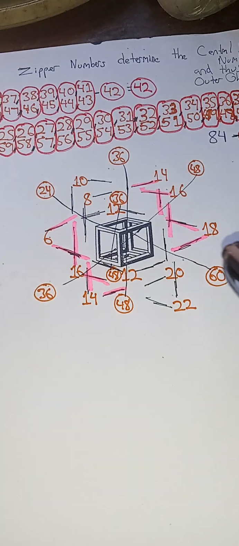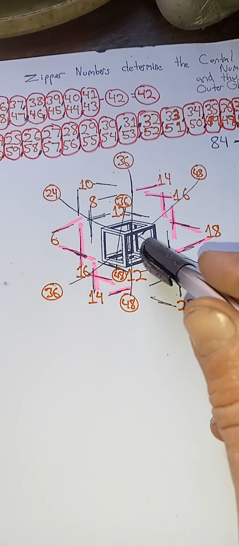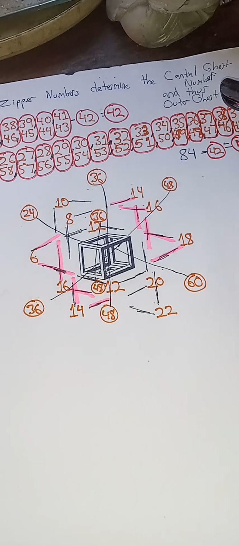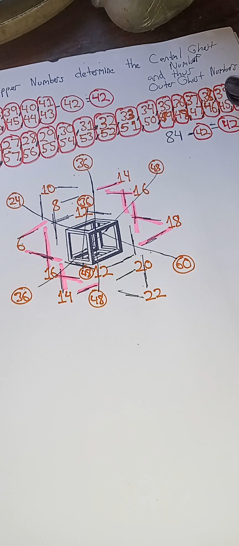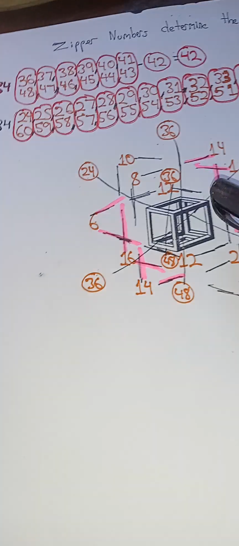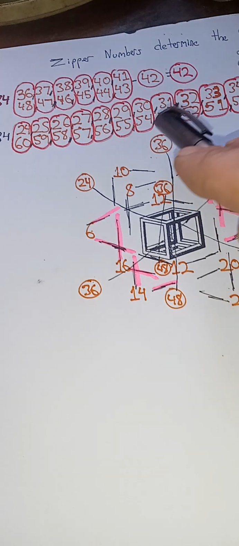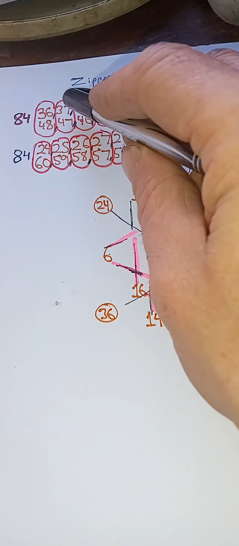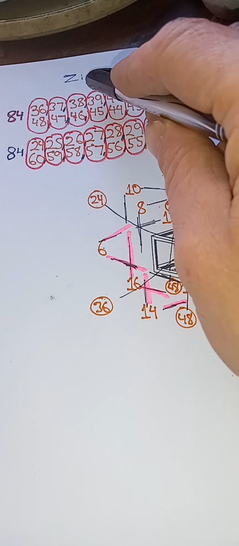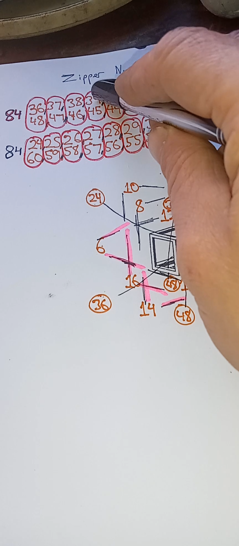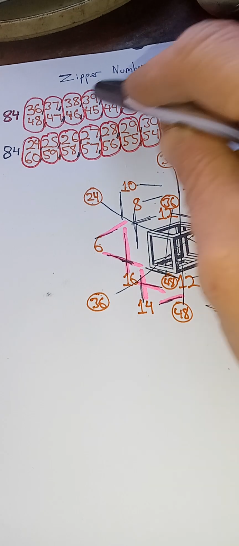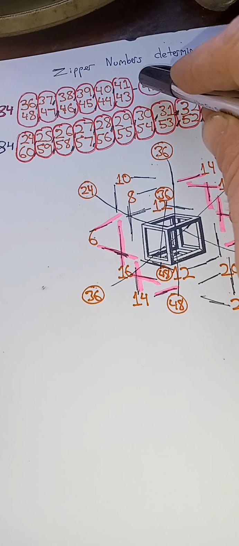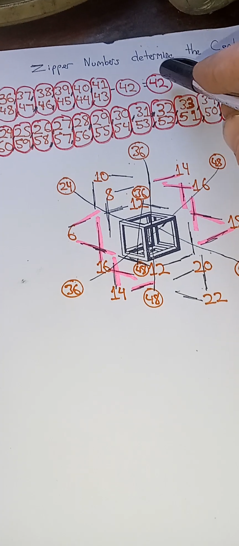So a way to determine the central ghost number, which will help you identify the rest of it, is zipper numbers, or to determine the central ghost number and the outer ghost number. So if you start at 36, end at 48, you put 36 on top of 48, and you count 36, 37, 38, 39, 40, 41, going up. Right here you count down 48, 47, 46, 45, 44, 43, and the one left over is a central ghost number.